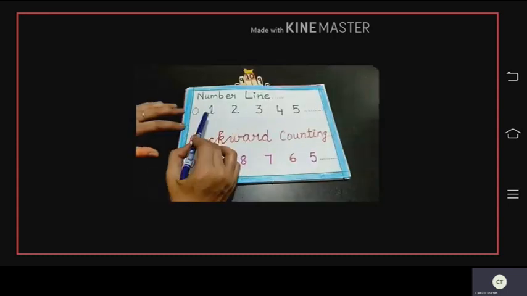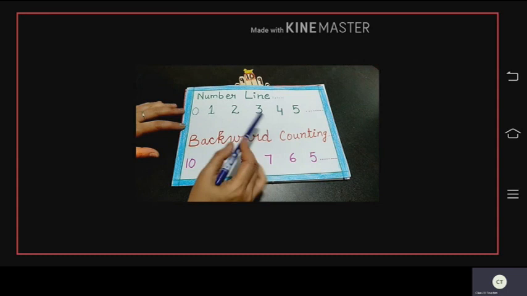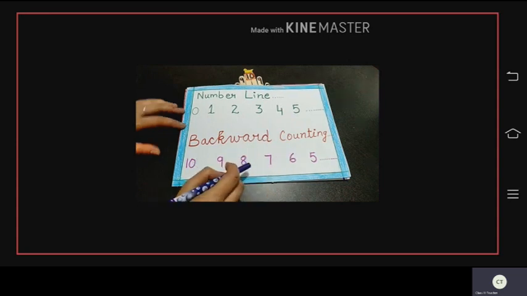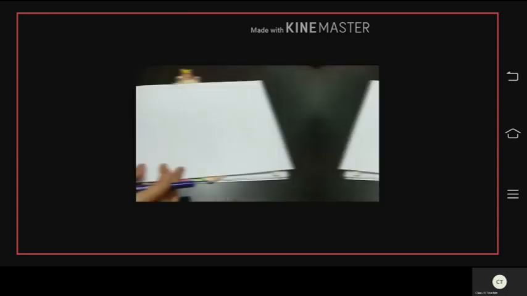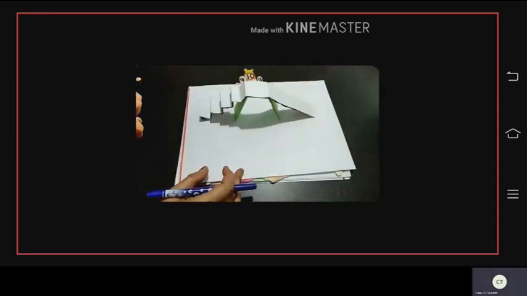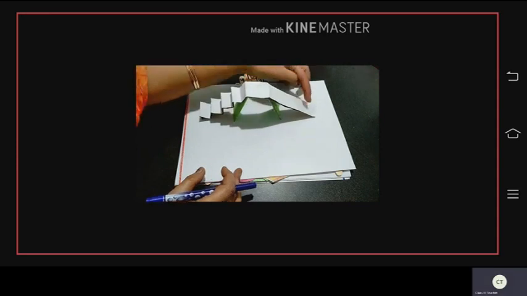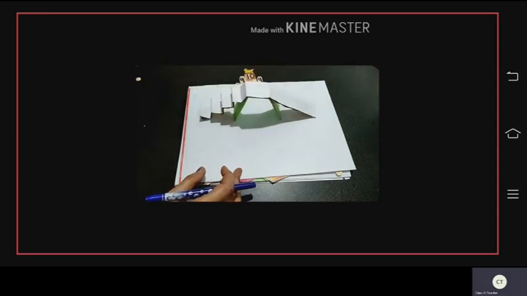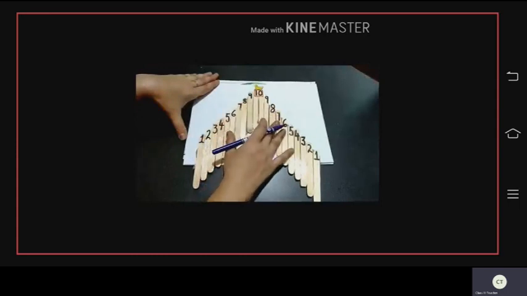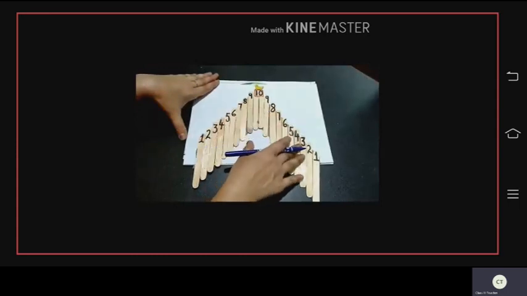This is the number line. In the number line, the numbers are arranged from smallest to biggest. That is in ascending order. But in backward counting, the numbers are arranged from greatest to smallest. That is in descending order. Okay, children? Look at this small model of a slide. When you climb up the stairs, you are ascending. And when you are sliding down from the other side, that is descending. Now I'll explain this concept with the help of this model of a staircase.